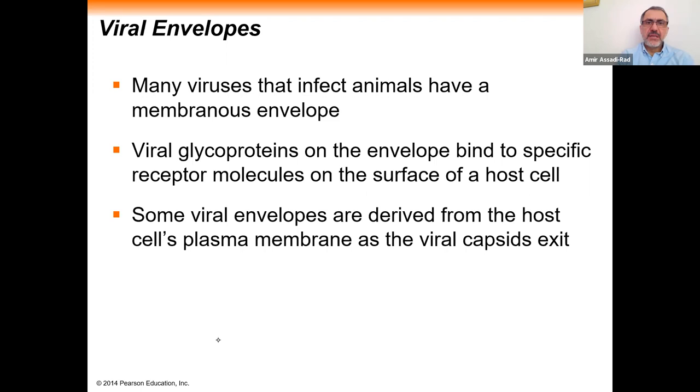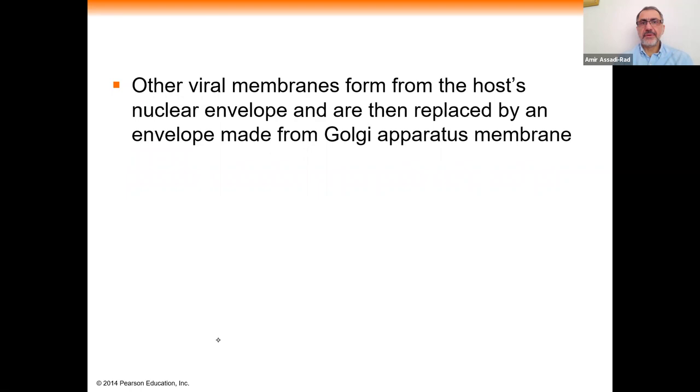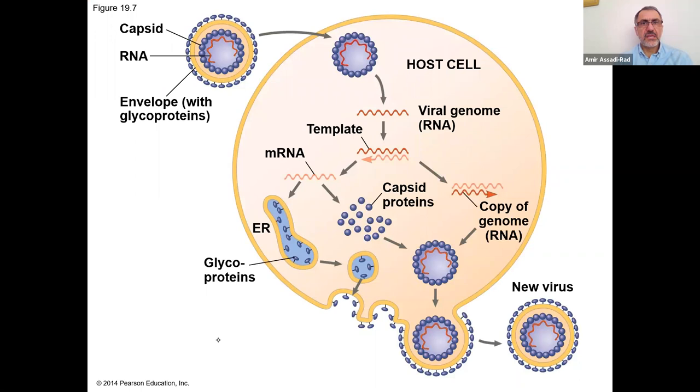Many viruses that infect animals have a membrane envelope. Viral glycoproteins on the envelope bind specific receptor molecules on the surface of the cell. Some viral envelopes are derived from the host cell's plasma membrane as the viral capsid exits. Other viral membranes form from the host cell's nuclear envelope and are then replaced by envelopes made from the Golgi apparatus. Here they're showing the RNA and the capsid going inside the cell, and then they use the machinery of the host cell to make the mRNA. The template is the viral RNA. Then they use the machinery of the host cell to multiply their parts.